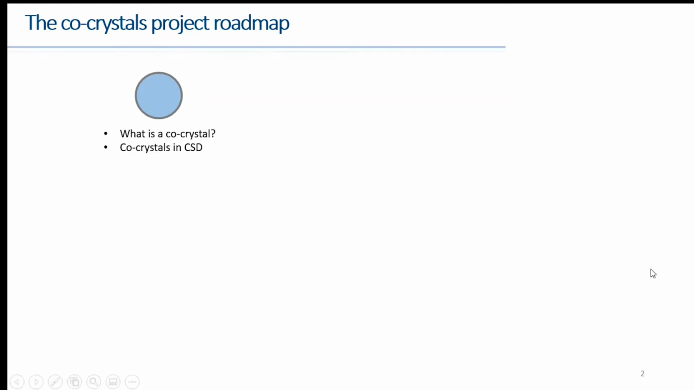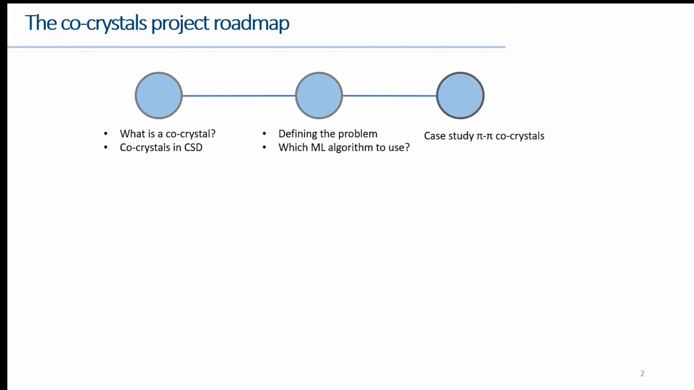First of all, we wanted to define what is a co-crystal and to extract as much information as we could from the co-crystals in the Cambridge Structural Database. After that, we wanted to define the problem and then select the best machine learning algorithms that we can use to perform in silico co-crystal screening. And after that, we applied this methodology for a very limited case of co-crystals, which is the pi-pi co-crystals.